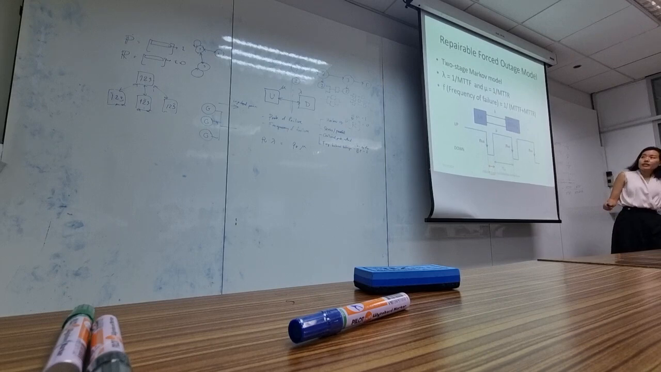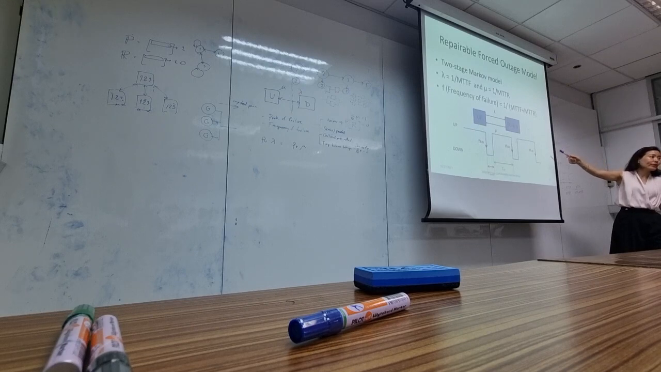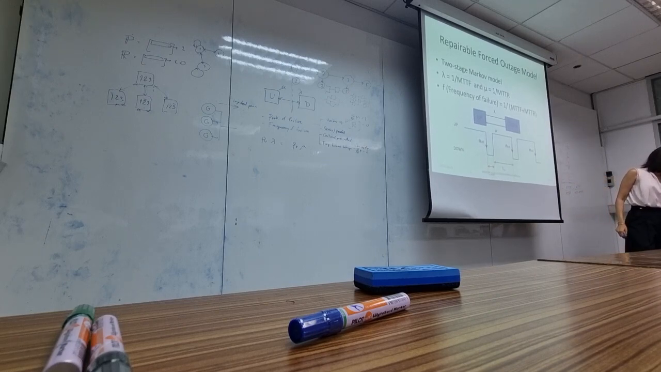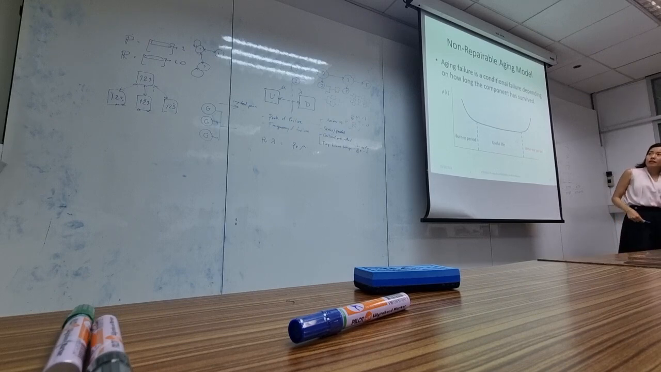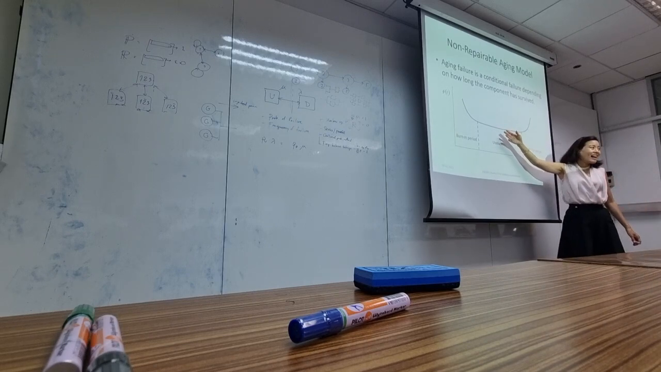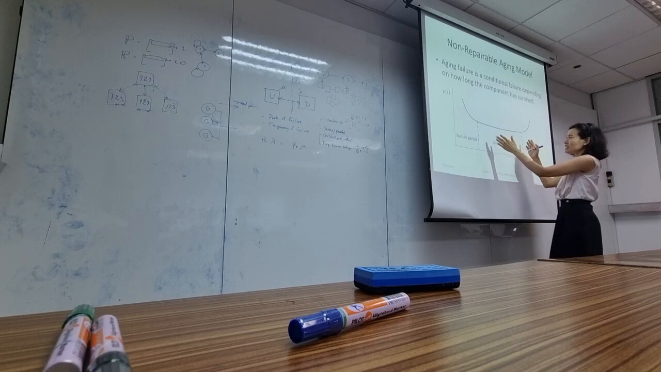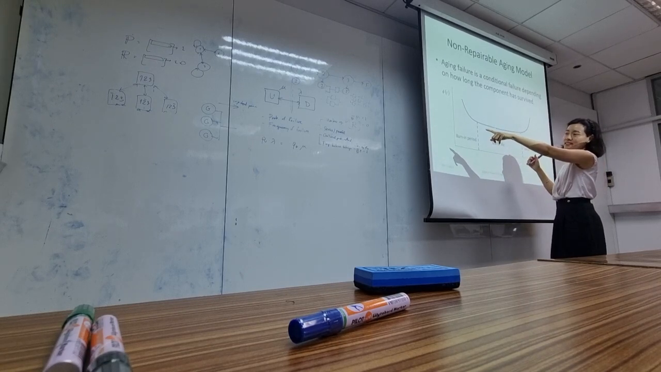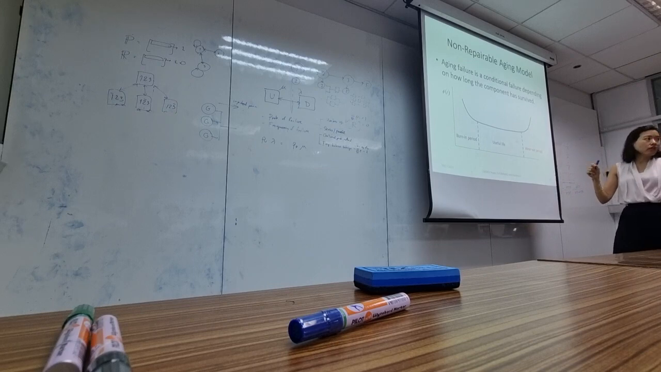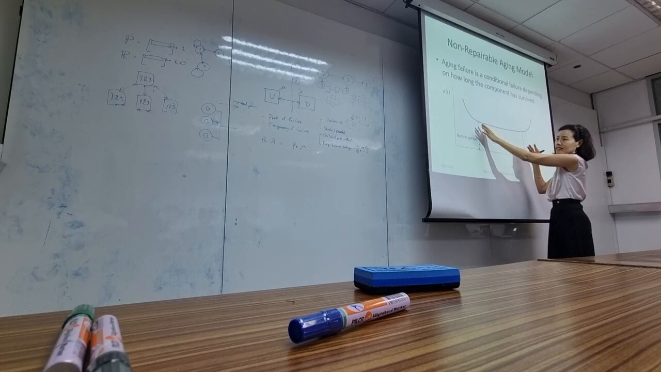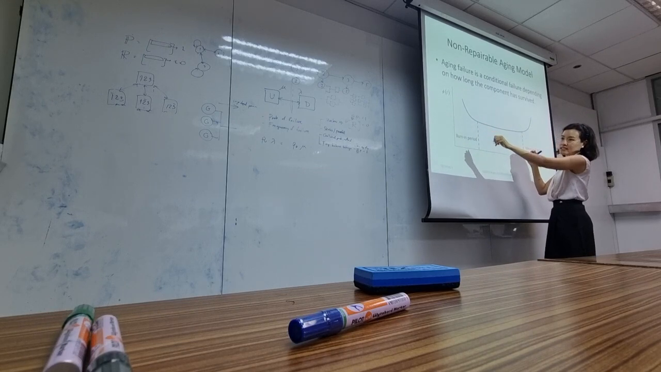The repairable forced outage model, you have a two-state Markov model. This one I already explained. And how you can calculate this index is right here. For the non-repairable aging, this is the hazard rate function, if you still remember. For the hazard rate function, when we represent the state transition diagram, we always look at this useful life where the transition rate is quite constant. That's how we can represent it by that diagram.